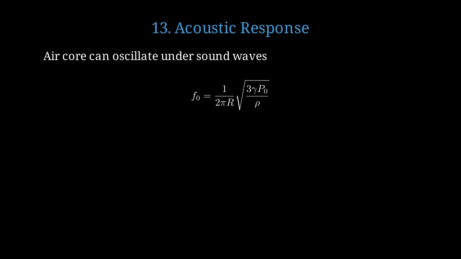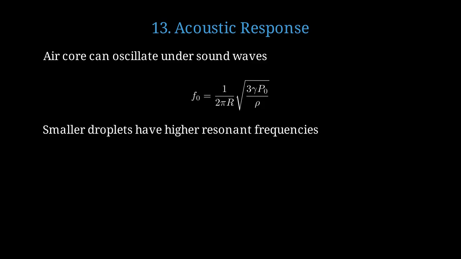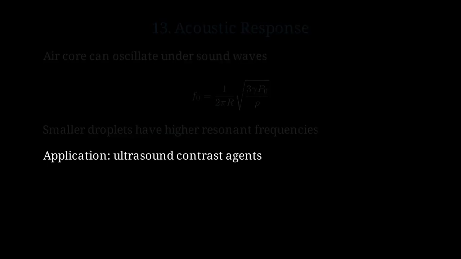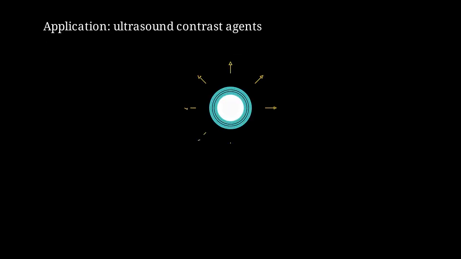Inverted droplets respond uniquely to acoustic waves due to their compressible air cores. The air core can oscillate and resonate when subjected to sound waves. The resonant frequency equals 1 over 2 pi r times the square root of 3 gamma p0 over rho. Smaller inverted droplets oscillate at higher frequencies than larger ones. This property makes inverted droplets useful as ultrasound contrast agents in medical imaging. The droplet pulsates radially in response to acoustic pressure waves, emitting scattered ultrasound.